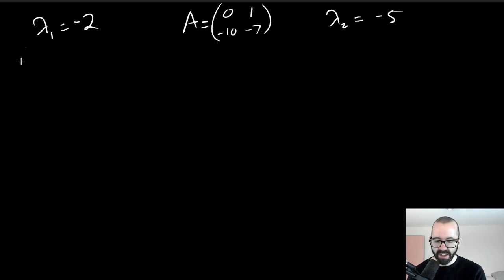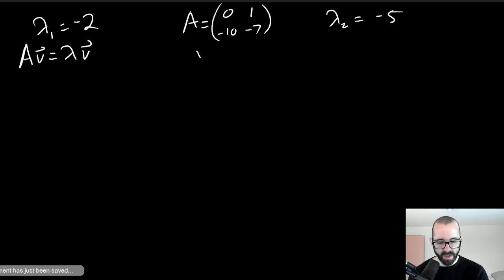How do we find the eigenvectors? They need to satisfy this equation. So we have a system of equations. 0x plus 1y is normally how we'd write it. But remember, what is our vector here?